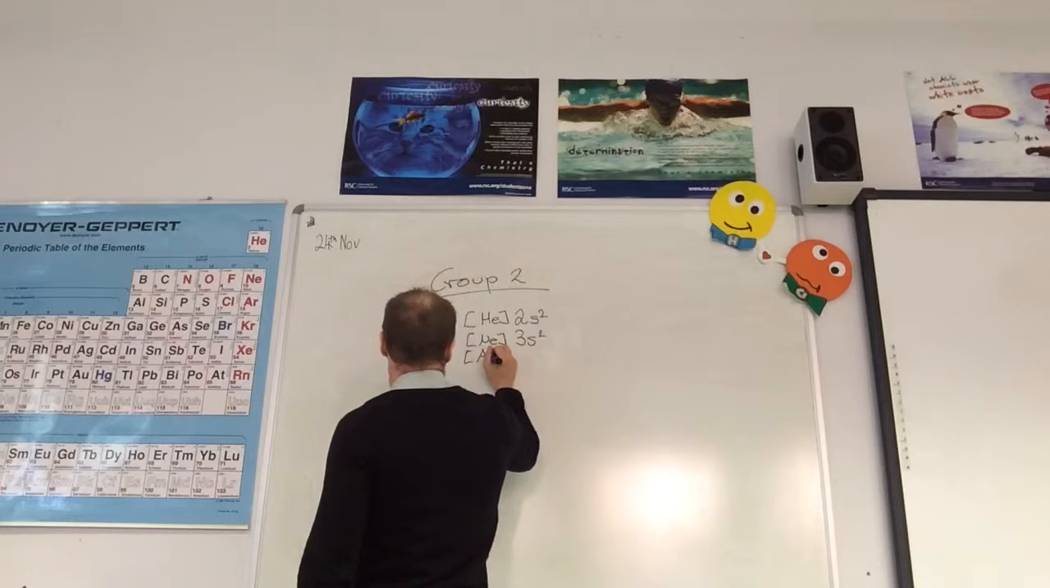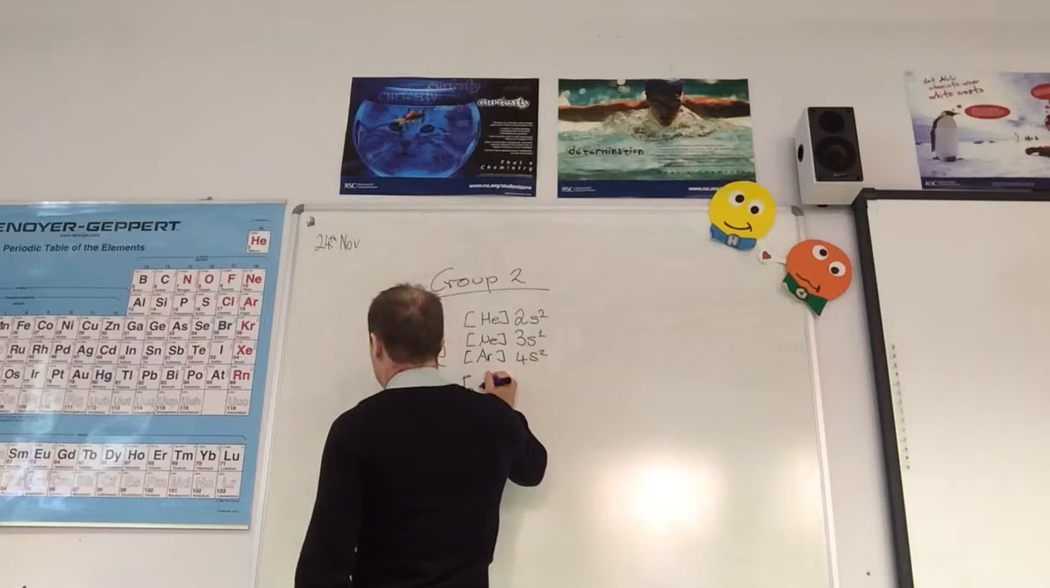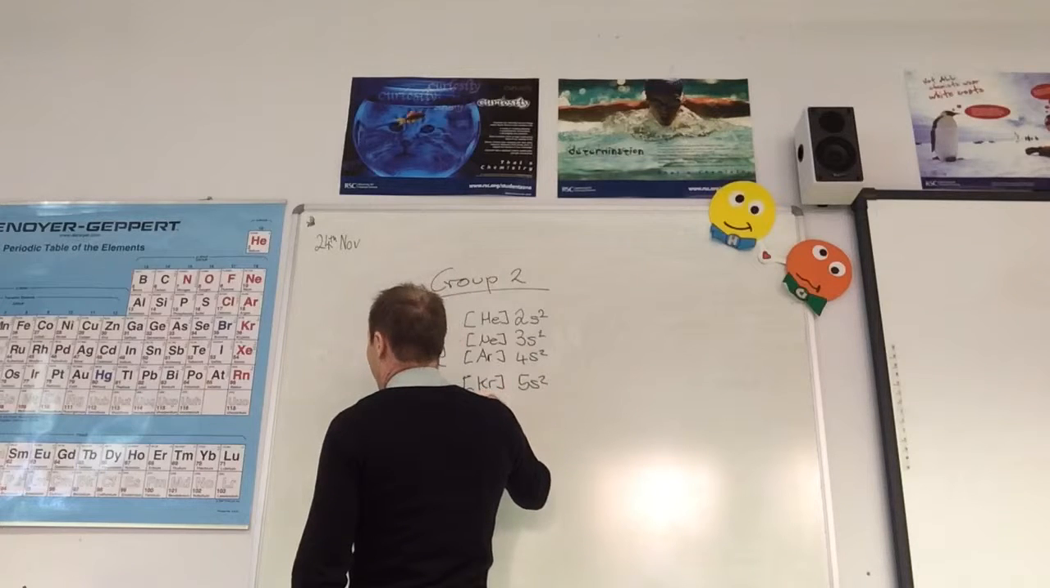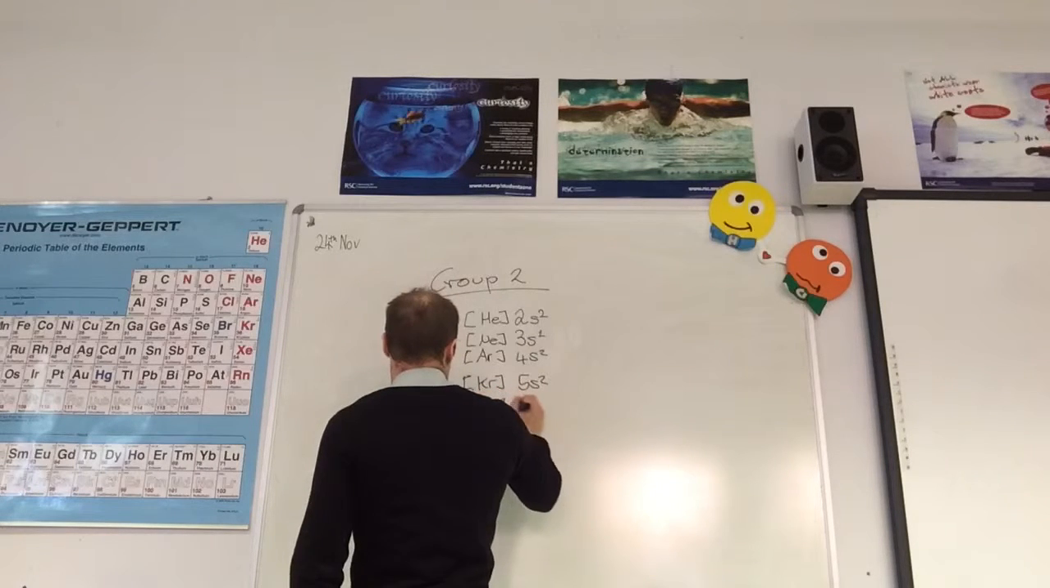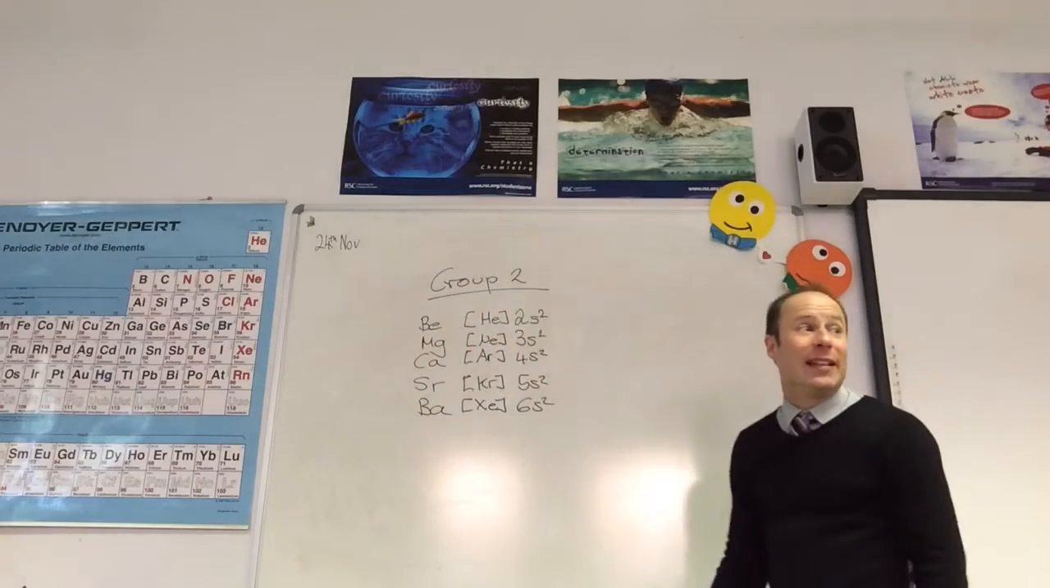Calcium is going to be argon, so he's 4S2. Strontium is going to be krypton, so he's 5S2. And finally, barium is going to be xenon, which is 6S2. So it's really easy to do these electron configurations.